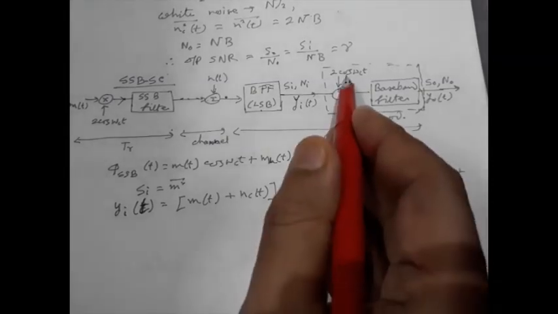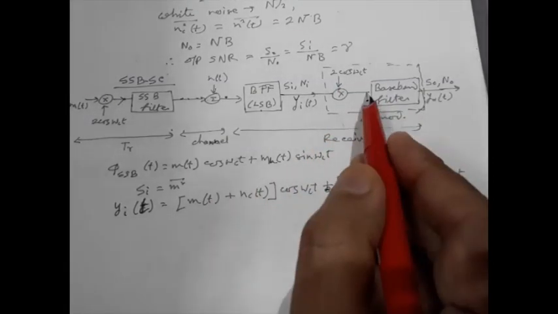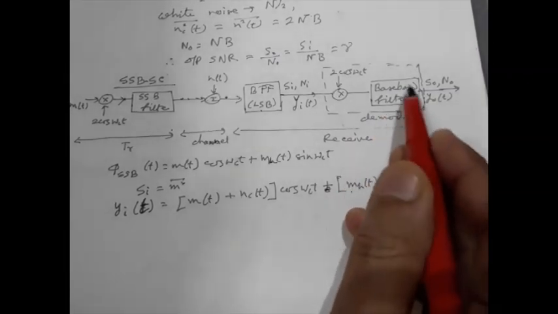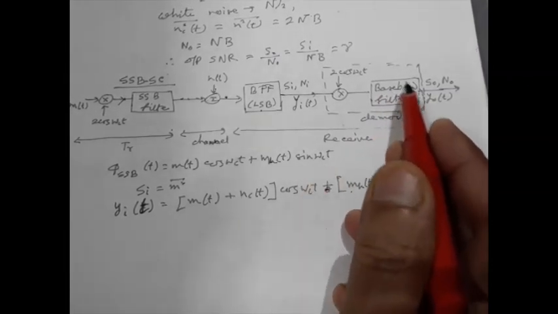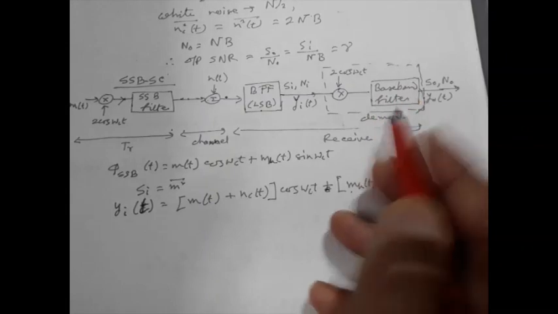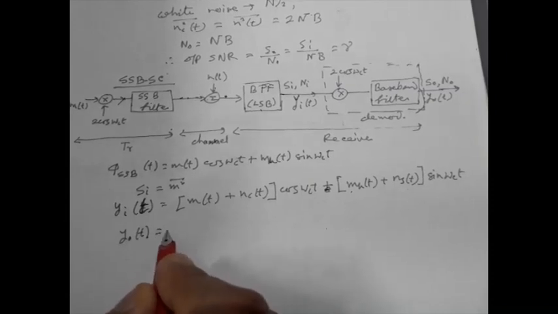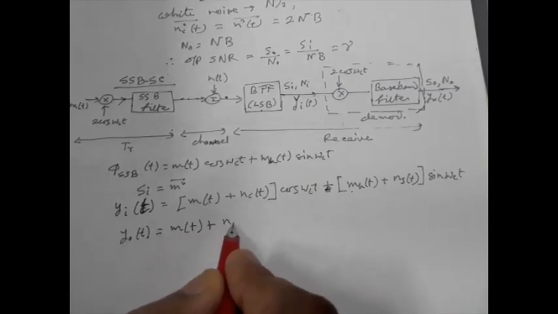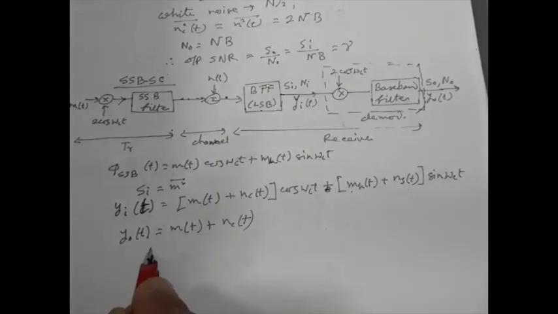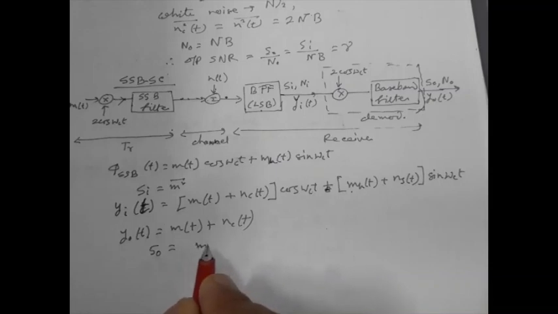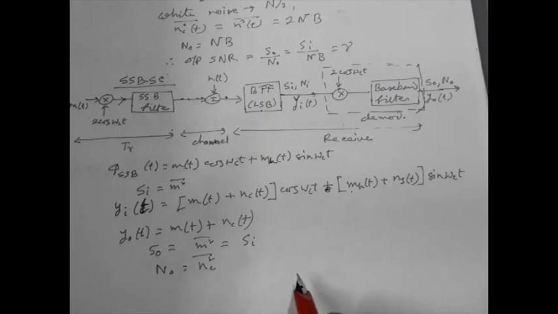This signal is now multiplied with 2 cos ω_c t, and then we pass it through the baseband filter. The baseband filter will remove all the higher frequency terms, and the output signal can be written as m(t) plus n_c(t). So the signal strength at the output is m² bar, that is equal to S_i, and N_o equal to n_c² bar.